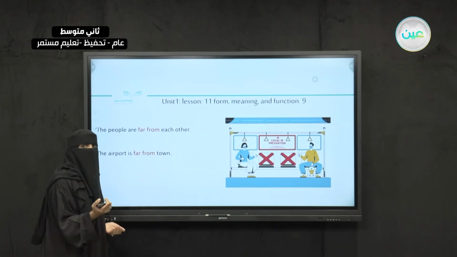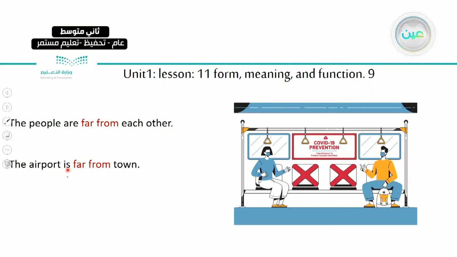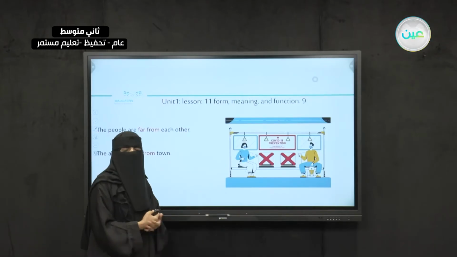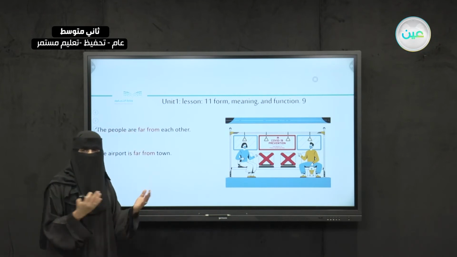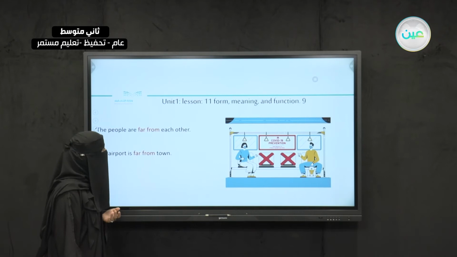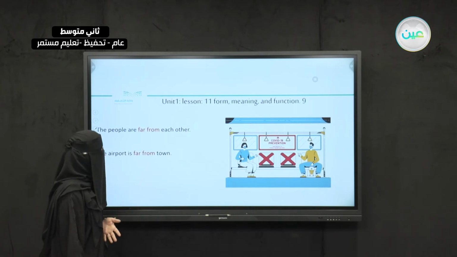Also in your book you can see the airport is far from town. It means you have to drive a long distance to reach the airport. Most airports are far from cities. So this is how we use far from, okay?